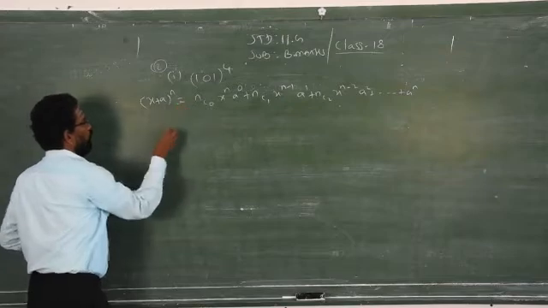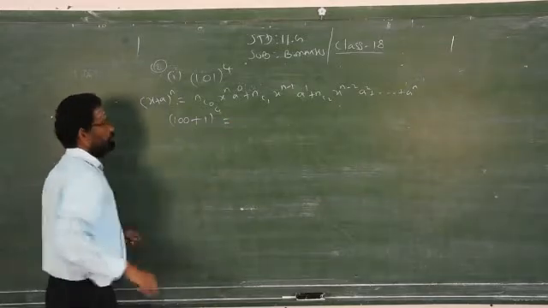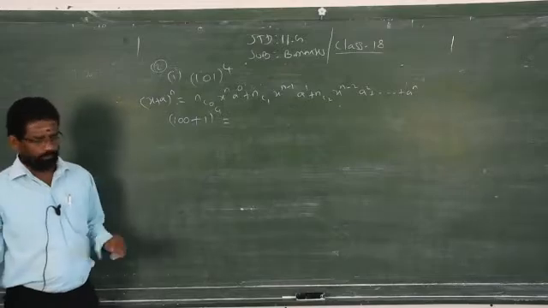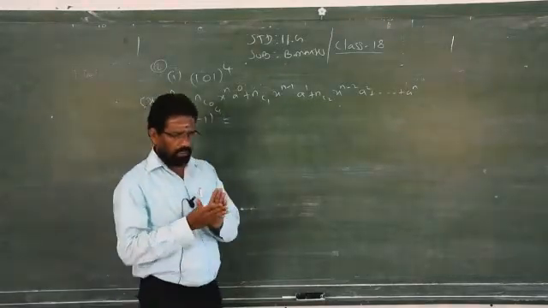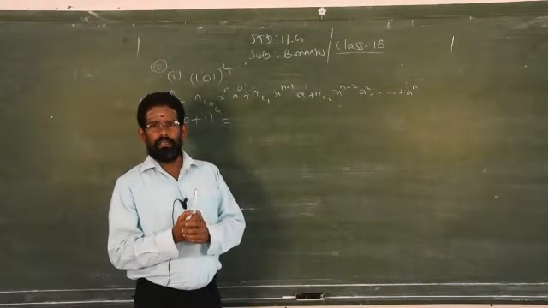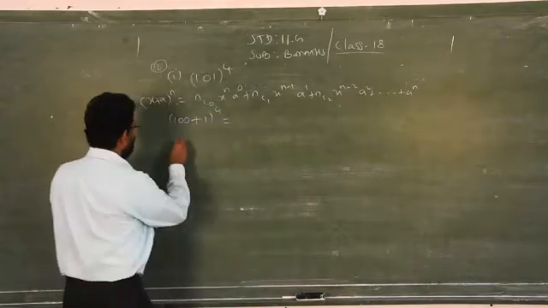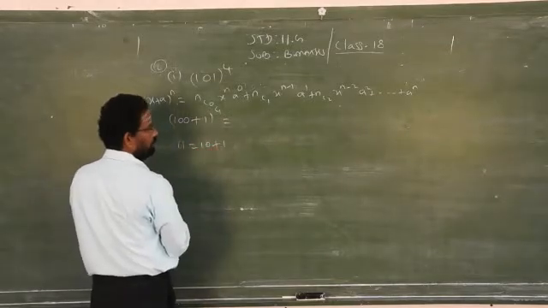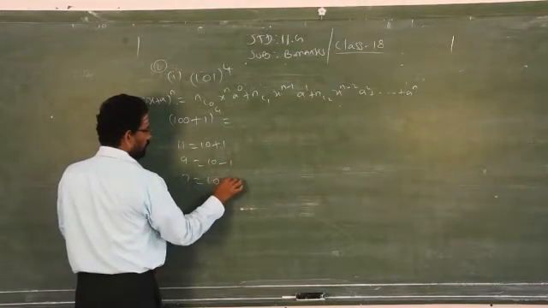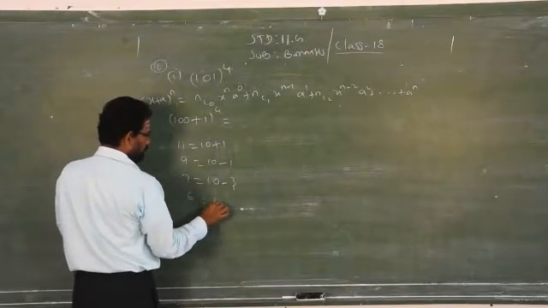Clear? So 101 you have to replace like this: 100 plus 1 is 101. How do you split the number? If it is more than 100, 100 plus. If it is less than 100, 100 minus. Likewise, 11 can be written as 10 plus 1. 9 as 10 minus 1. 7 as 10 minus 3. Clear? Then 6 as 10 minus 4.